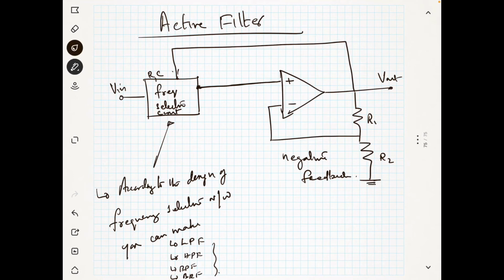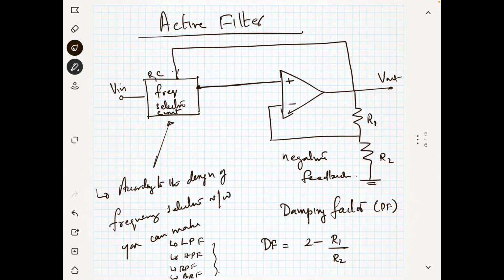One more thing, you can see there are two resistors. You have to remember this formula. The damping factor, dF, is given as 2 minus R1 by R2. And what do we mean by this damping factor?